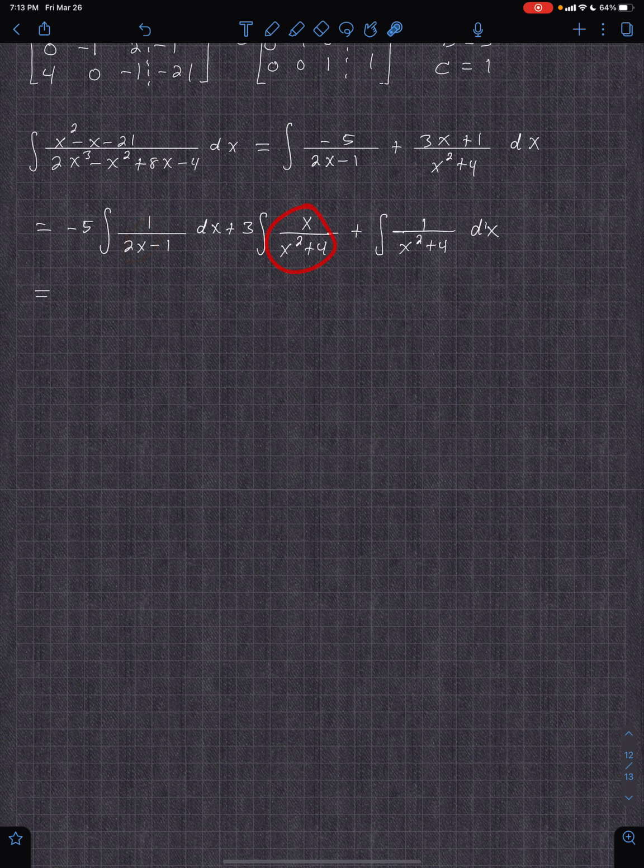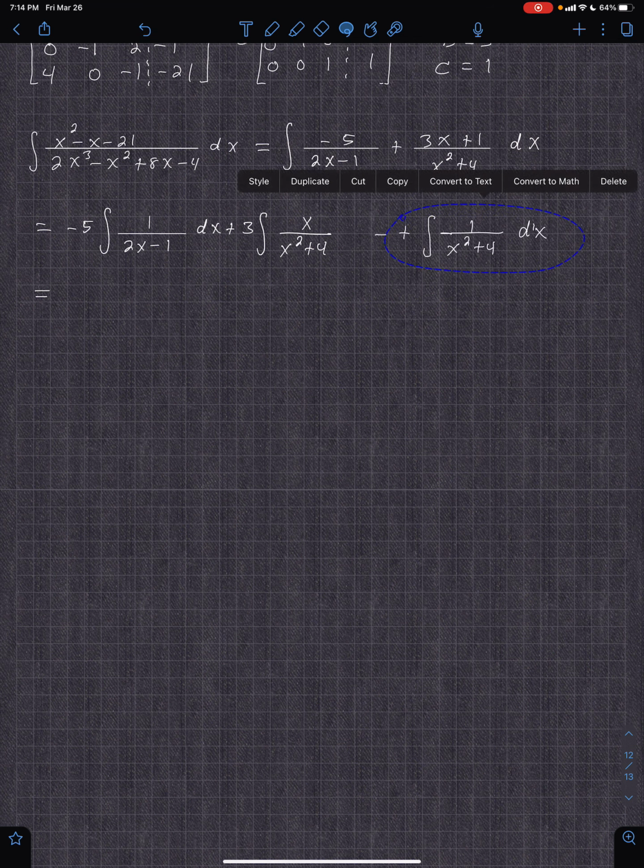Okay, this one, what can you do? Well, if you pick u to be that denominator, you're going to get a 2x, and so the x is up here. I forgot something, I need a dx in there. And so you end up with another 1 over u, which is another natural log, but the u is x squared plus 4. Okay, and then this one is what?